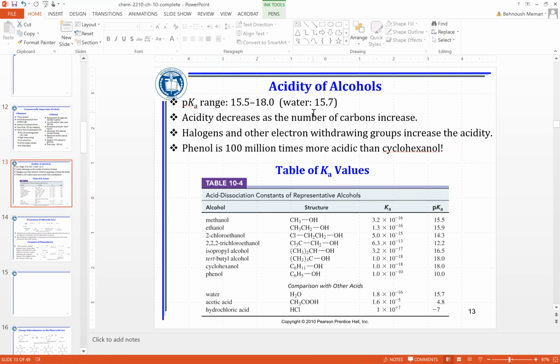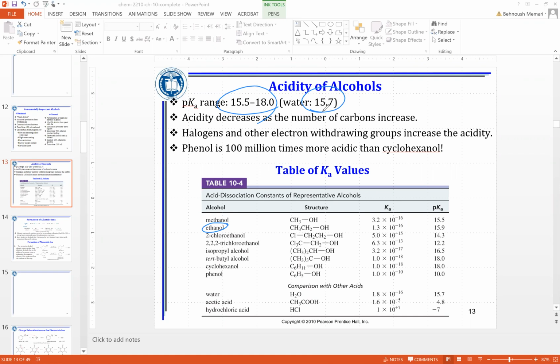Acidity of the alcohol. Are alcohols acidic or not? No. Okay, very good. Because if it's acidic, you won't be able to drink it, right? You do have one alcohol that is edible. So it's not acidic. The pKa is about 15.5, very close to the pKa of water.